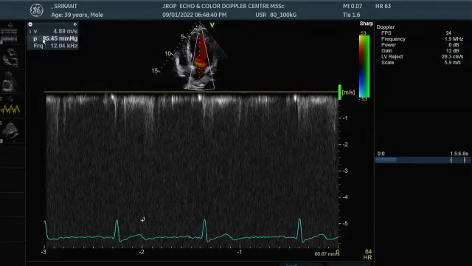Is that right? So this gradient of 95 is being pushed into LA. And the normal LA pressure in a normal subject is approximately 10. So his blood pressure should be 95 plus 10, 105 millimeters of mercury in the absence of any aortic stenosis.